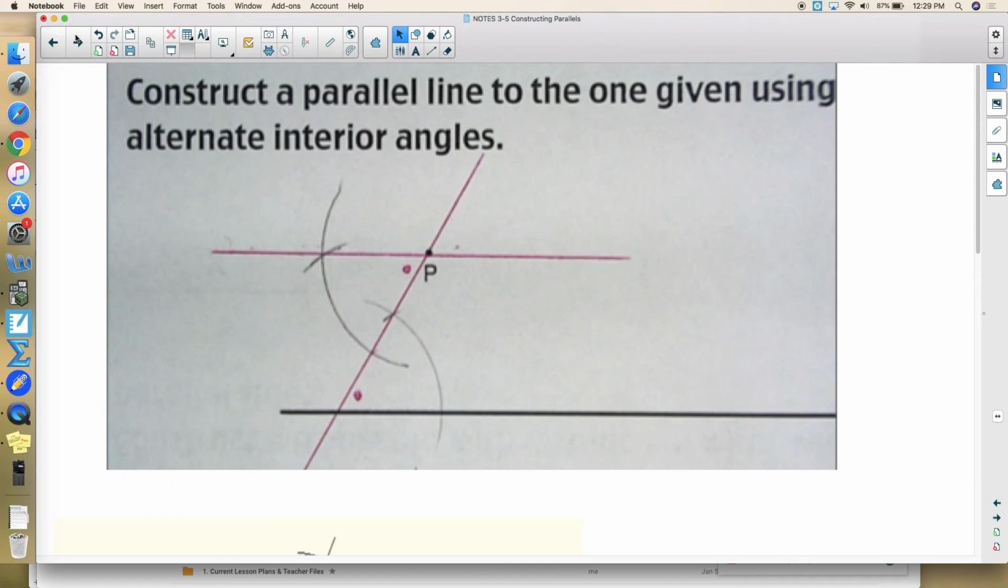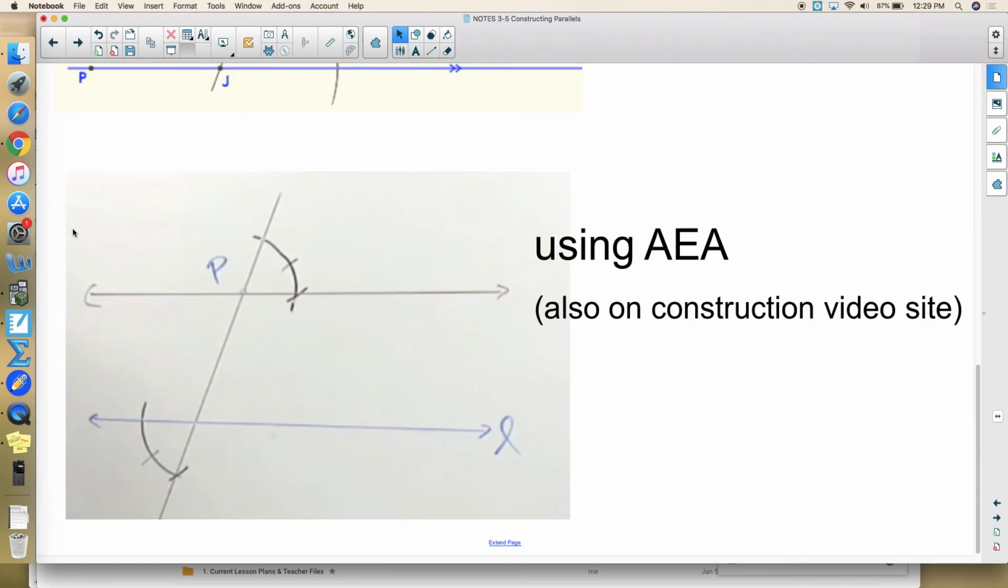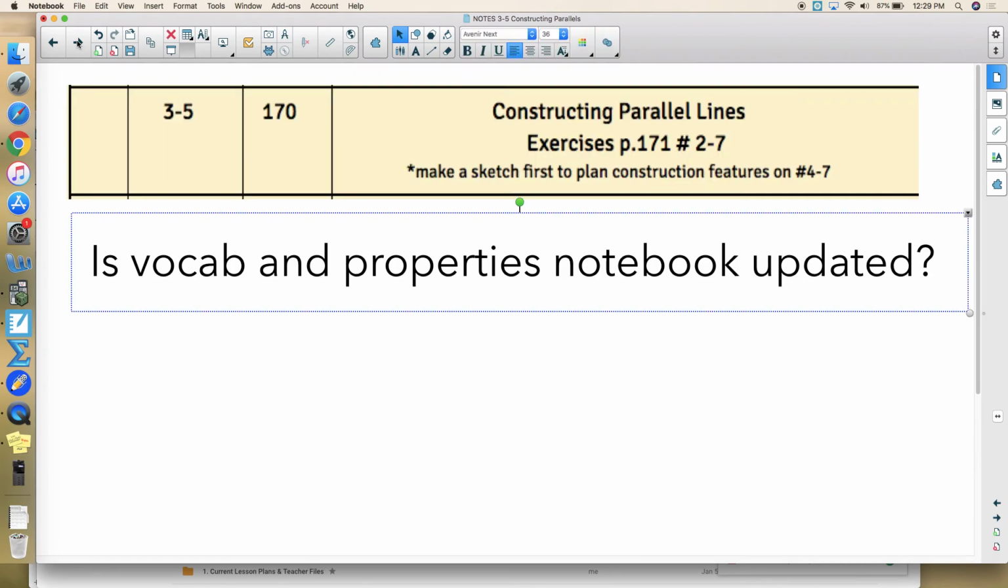So on this page, I'm going to slide down on the video so you can see it. I'm showing you what it might look like if you constructed a pair using alternate interior angles, what it might look like if you did a pair of corresponding angles, and what it might look like again if you did a pair of alternate exterior angles. And you can review and move the video to where you need to.